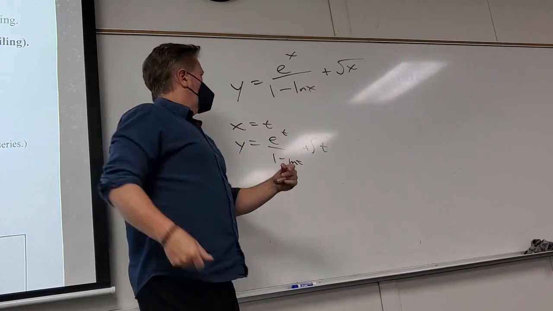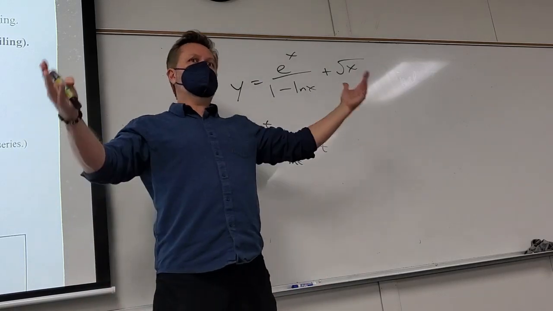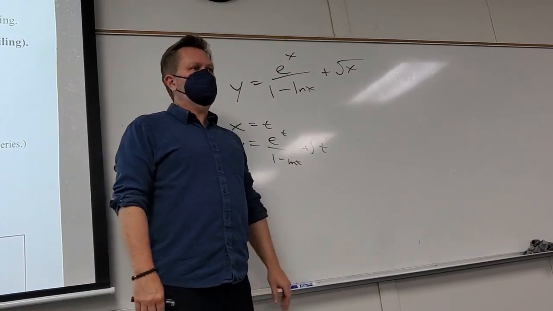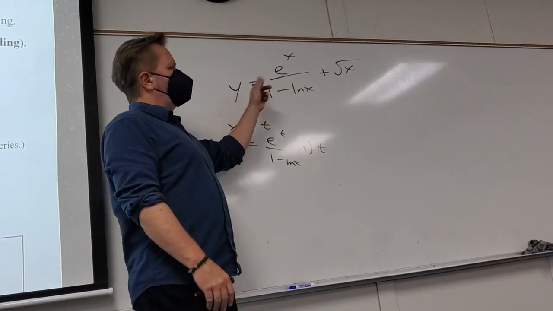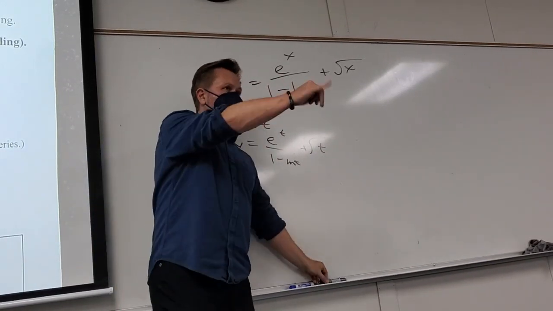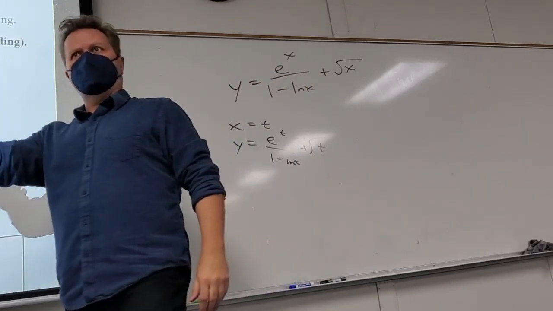The other one could be anything. You can let x equal sine t. You can let x equal e to the t. You can let x equal t squared. It's totally up to you. But what's the first step? Solve for one of the letters. So depending on the version of the test you got, it's easier to solve for x or y.